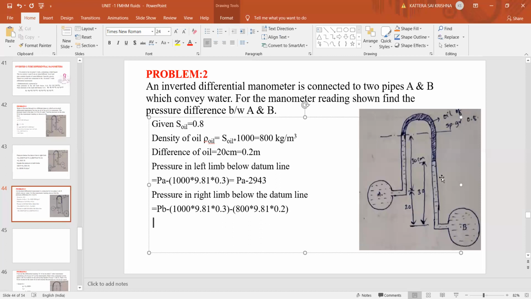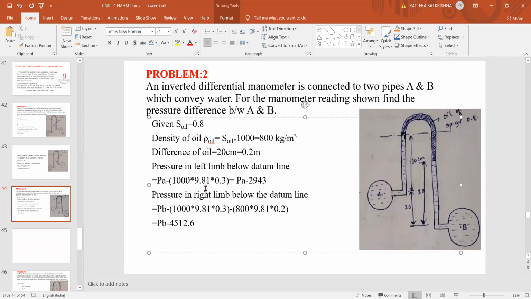So 0.2 in meters, equal to, again, PB minus, calculate the value of that. You'll get a number: PB minus 4905. Yes, check whether it's correct. 4905? 4512.6. Yes, whose answer is correct? Sir, 4512.6. Right, 4512.6. Somebody said a wrong answer; you can check now. 4512.6. Right.